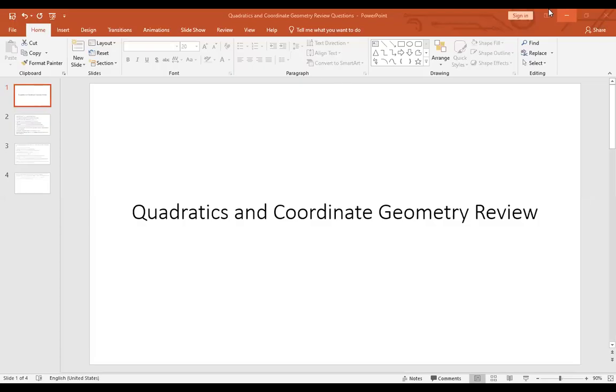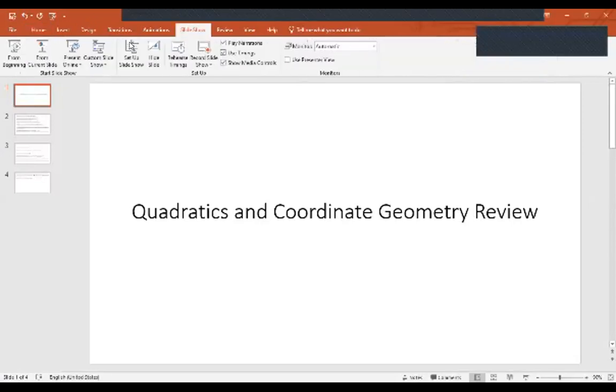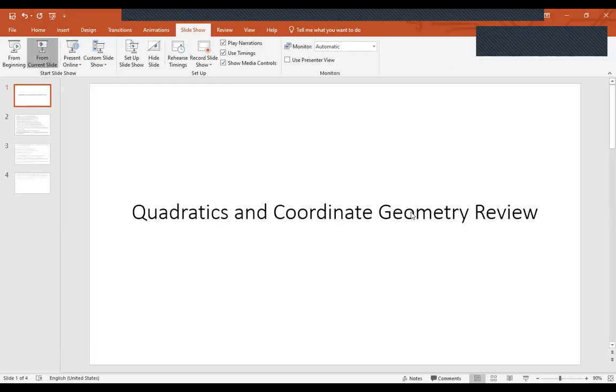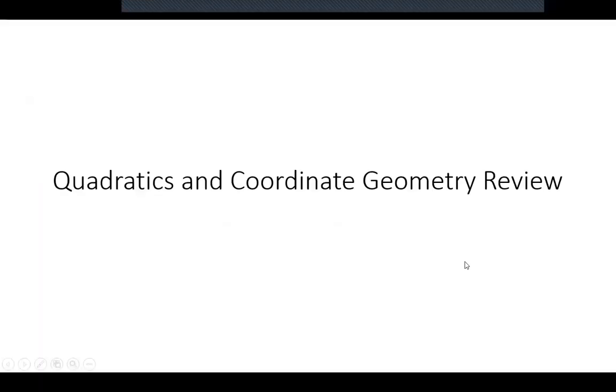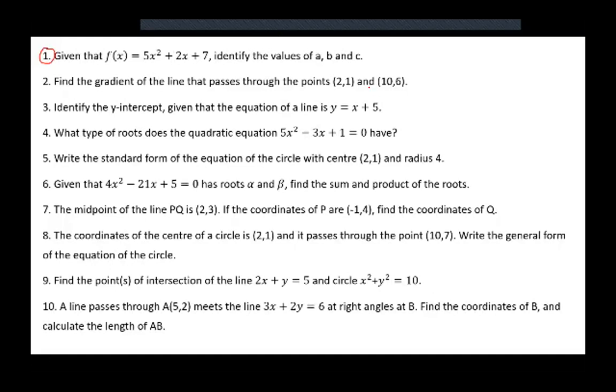So like I said, the questions range from easy to a little more difficult. Nothing too extreme, but nothing that's real simple either. Right? Let me start it. So, quadratic coordinate geometry. We're doing number one first. Number one, very, very basic. So I'll give you like 30 seconds to answer that.